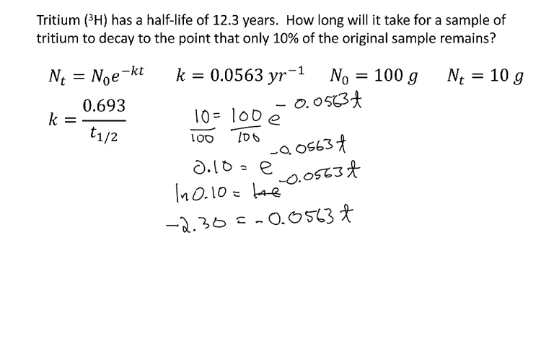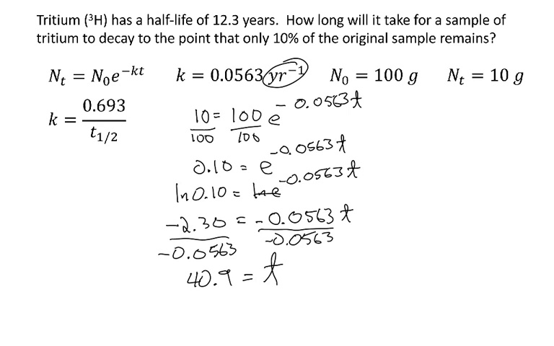And then the last step is divide by -0.0563. So our time comes out to be 40.9, and then the units, right, our K was 1 over years, and so the time is going to be in years.